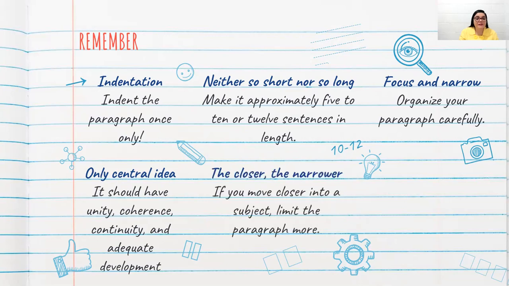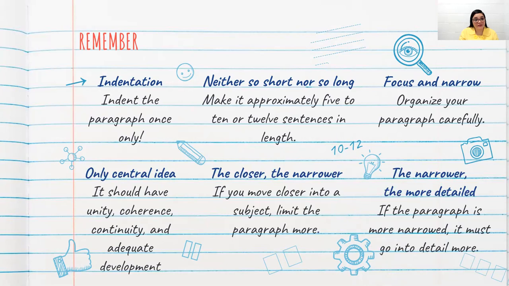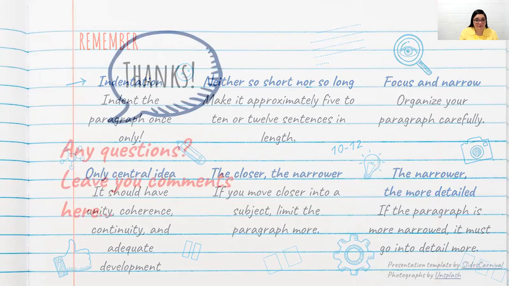The closer means the narrower. If you move closer into a subject, limit the paragraph more. The narrower, the more detailed. If the paragraph is more narrow, it must go into detail more and more.